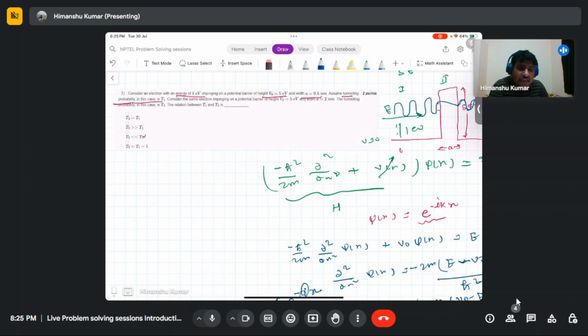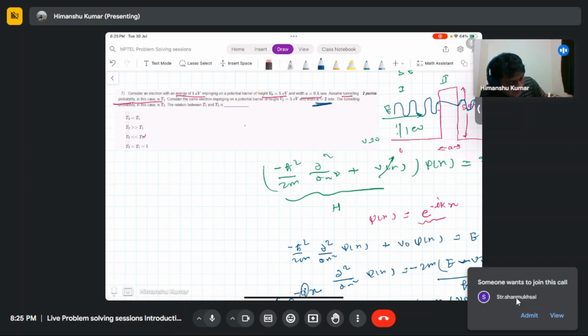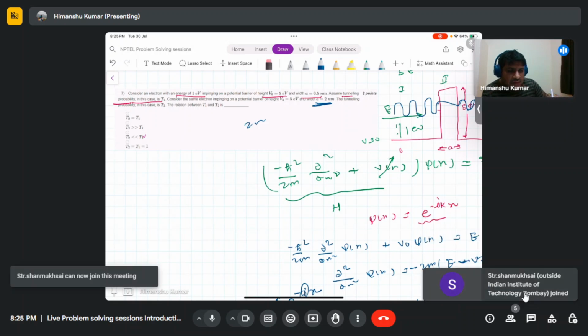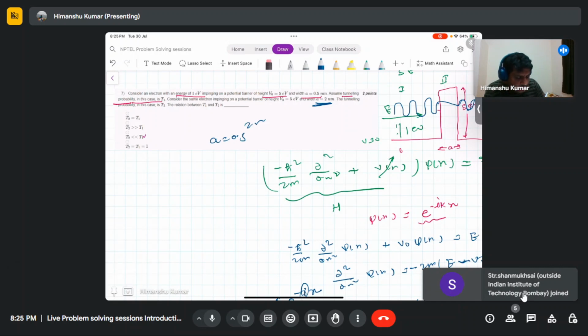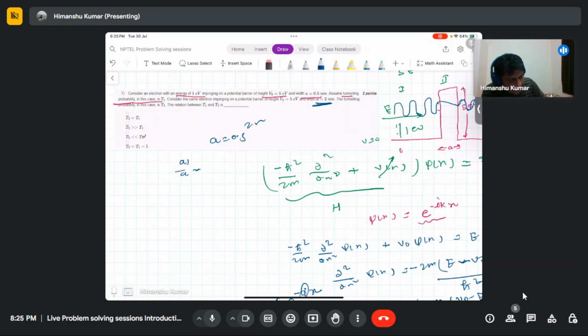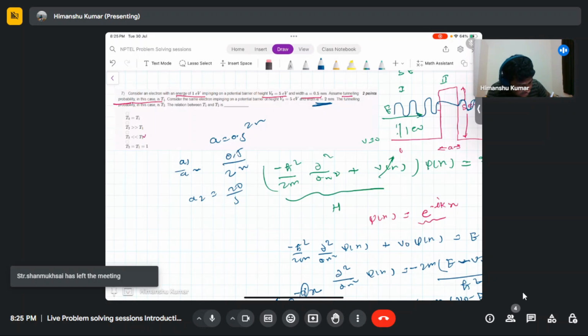So it will be around 10 times the tunneling probability. In the second case the distance is 2 nanometer, and in the first case the distance is 0.5 nanometer. So if you take the a1 by a2 ratio, this is 0.5 by 2 nanometer. So a2 by a1 is 20 by 5, which is 4. So this ratio is around 4 times.